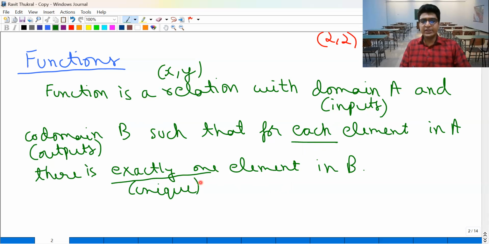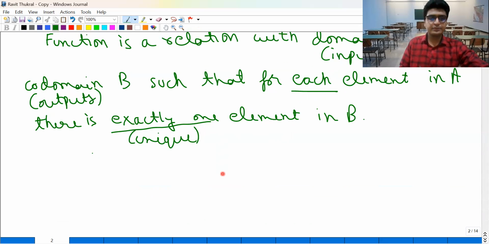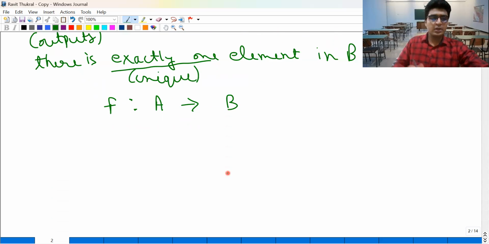These two are the conditions that must be satisfied when you talk about functions. If you want to say that a particular relation is a function, then these two conditions must be satisfied. Okay. Let's see an example. So we have a set of inputs. I'm talking about a function where domain is set A and codomain is set B. Okay, let us check. Let's take an example. Example number 1.